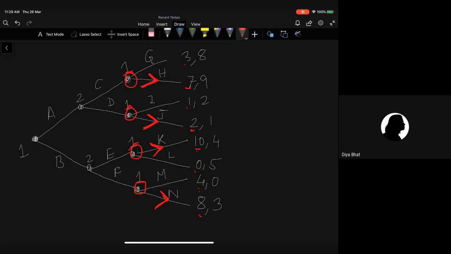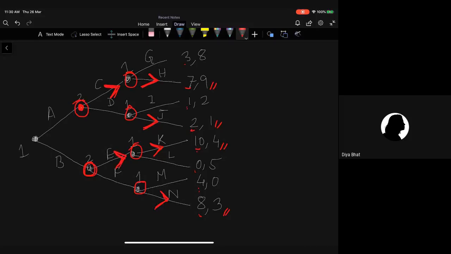Okay. Let's move one step behind. So let's start with the top one. What would 2 do at the top node? If 2 chooses C, it will end up getting 9. If 2 chooses D, it will end up getting 1. Then it would choose C on the top node. What would it do in the bottom node? If it chooses E, it will end up getting 4. If it chooses F, it will end up getting 3. So it will choose E.